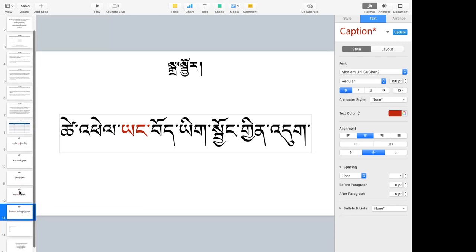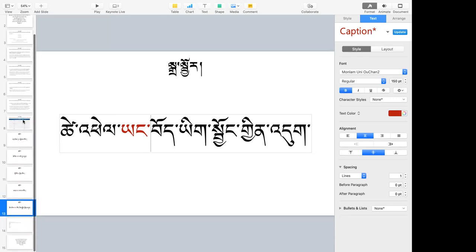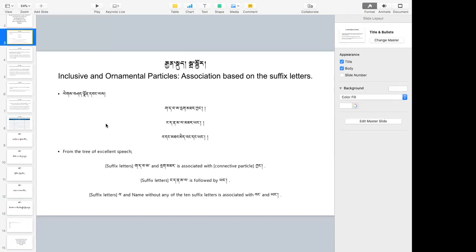Okay, so this is the description of this particular verse. Whenever we refer to these three lines, one must refer to them as the lines which show the association of the inclusive and ornamental particles on the basis of suffix letter. The line which we did in the previous class is the line that shows the particle of inclusive and ornamental case.